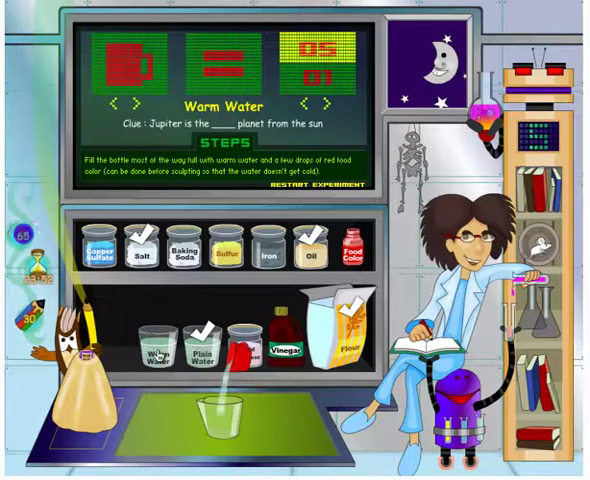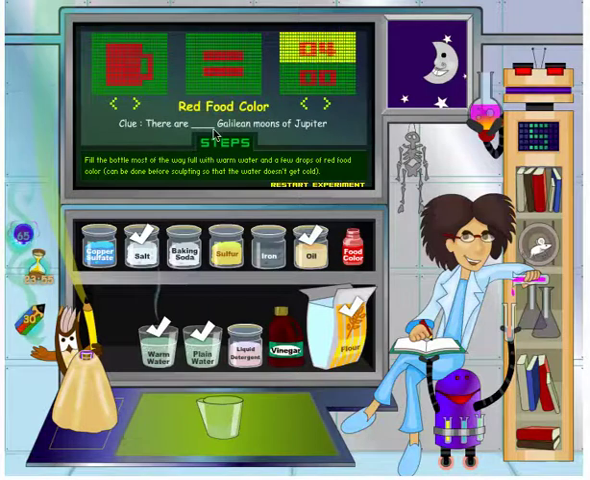So I'm showing you the science lab because people have reported that this is one of the hardest parts of the game, so I want to walk you through it. And there's 5 cups of water. And now, there are blank Galilean moons of Jupiter. Well, it's either 4 or 0, so let's keep it on 4.